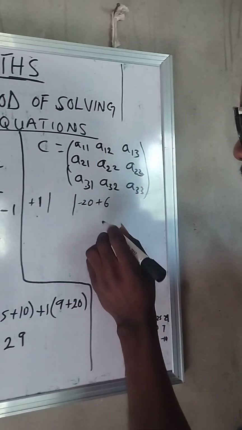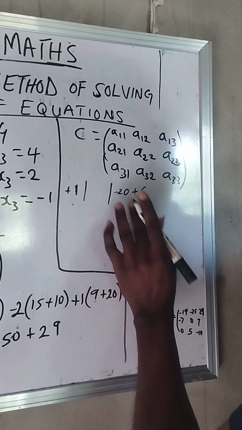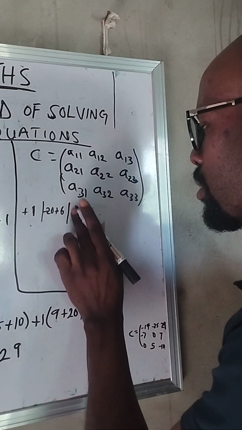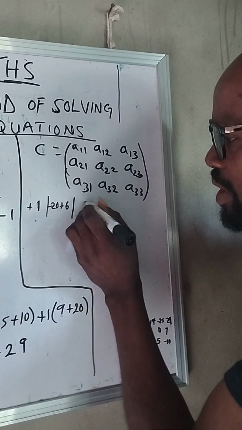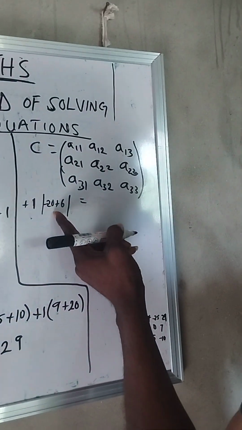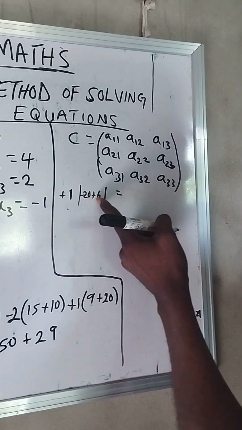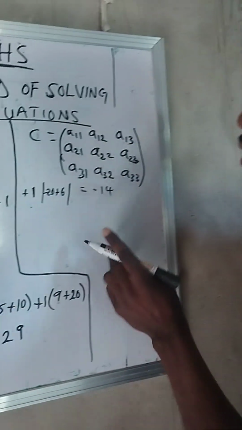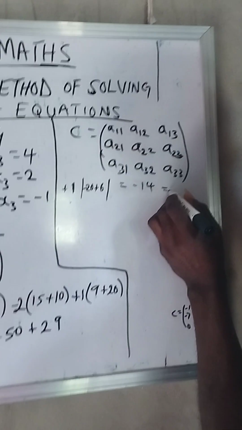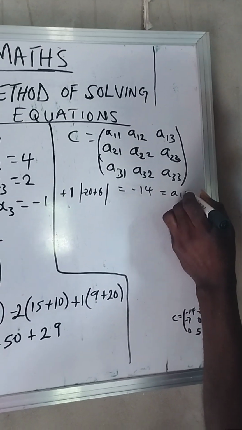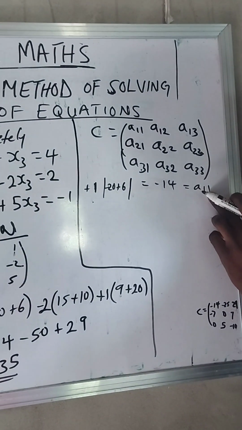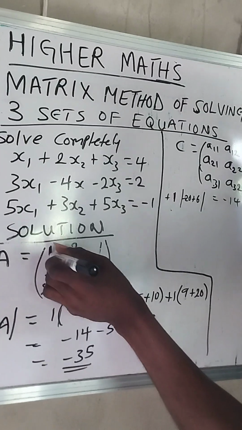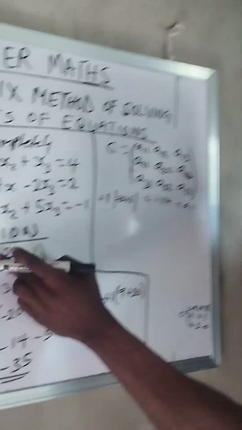So if we do this, minus 20 plus 6 will give you what? Minus 14. This is the value for A11. So A11 is this, which is 1 here. Now this one, minus 14, takes the place of this one.